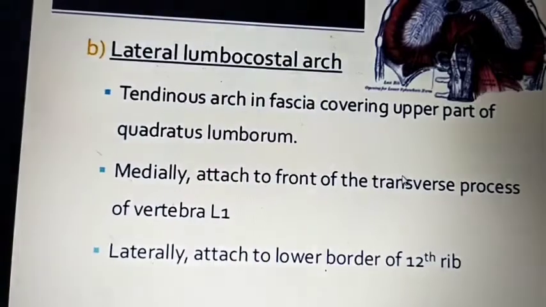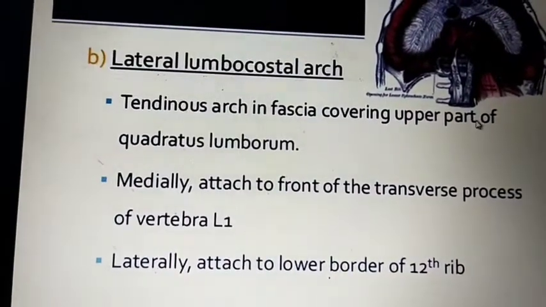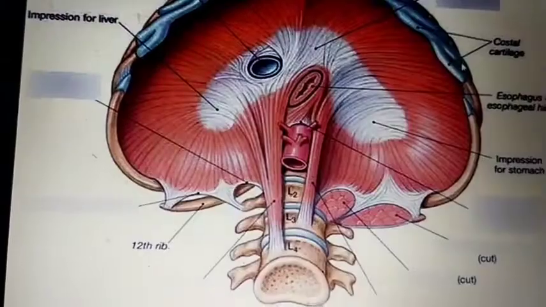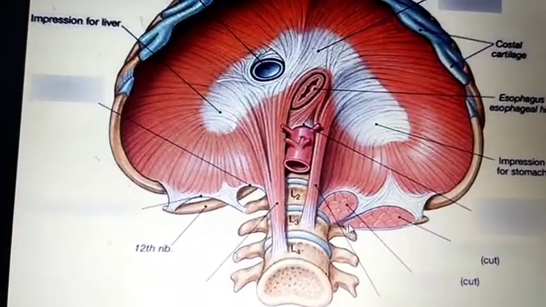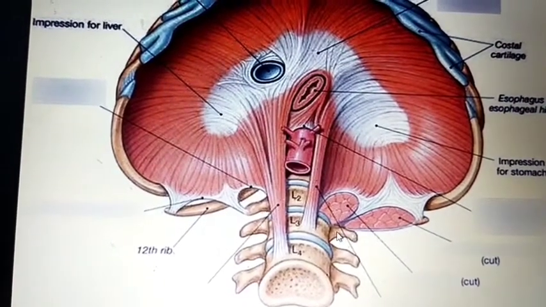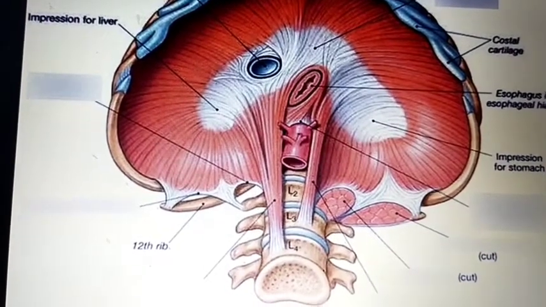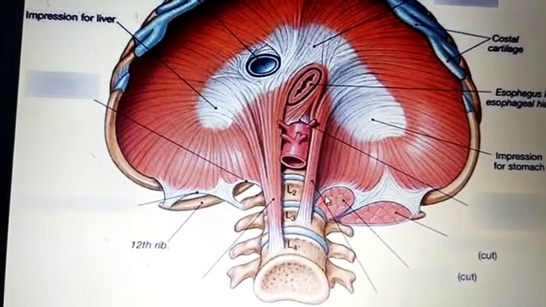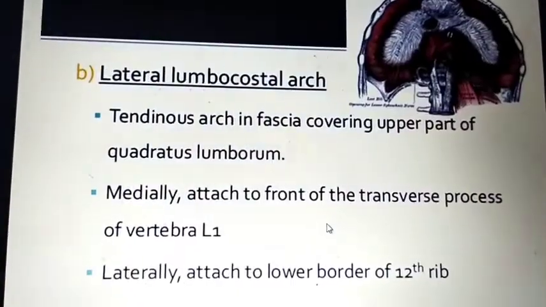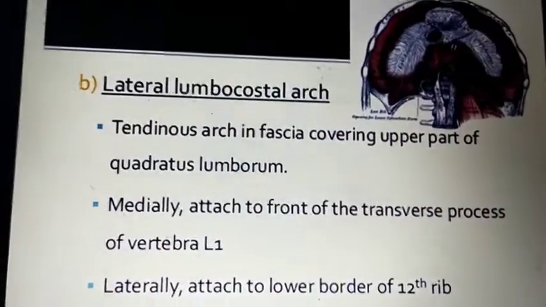Now we can go for the lateral lumbocostal arch. First the medial, and now the lateral. This is the medial, and then the lateral. This is the costal, and this is the lumbar vertebra. The medial arch is present on the psoas major muscle. Now we can go for the lateral lumbocostal arch.